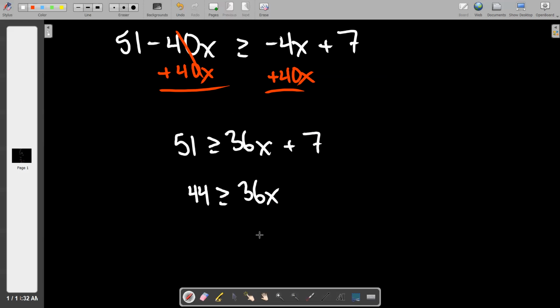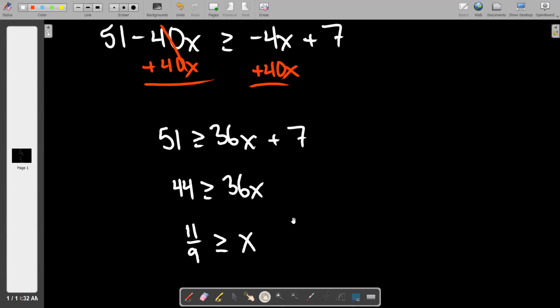Divide by 36, which is going to result in x all by itself. The sign will not change. And 44 over 36, if we divide them both by 4, is 11/9. Got to reduce those fractions. So what do we think of this answer? Yeah, it's poopy because the x is on the, quote, wrong side.